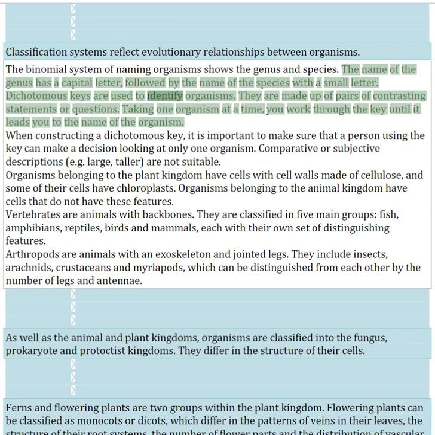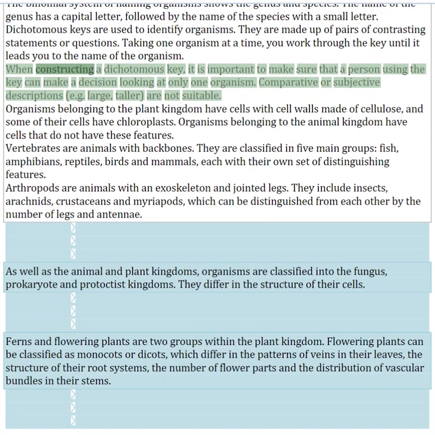Dichotomous keys are used to identify organisms. They are made up of pairs of contrasting statements or questions. Taking one organism at a time, you work through the key until it leads you to the name of the organism. When constructing a dichotomous key, it is important to make sure that a person using the key can make a decision looking at only one organism. Comparative or subjective descriptions are not suitable.